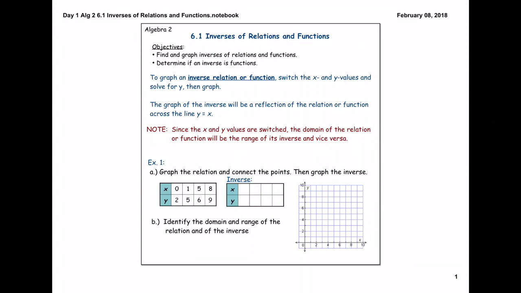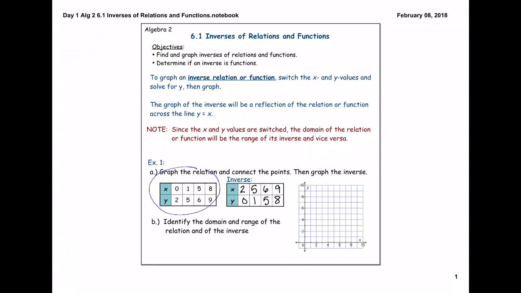Graph the relation and connect the points. Then graph the inverse. So if our relation is the ordered pairs 0, 2, 1, 5, 5, 6, 8, 9, our inverse, we switch those. And we have 2, 5, 6, 9 as our x values and 0, 1, 5, 8 as our y values.